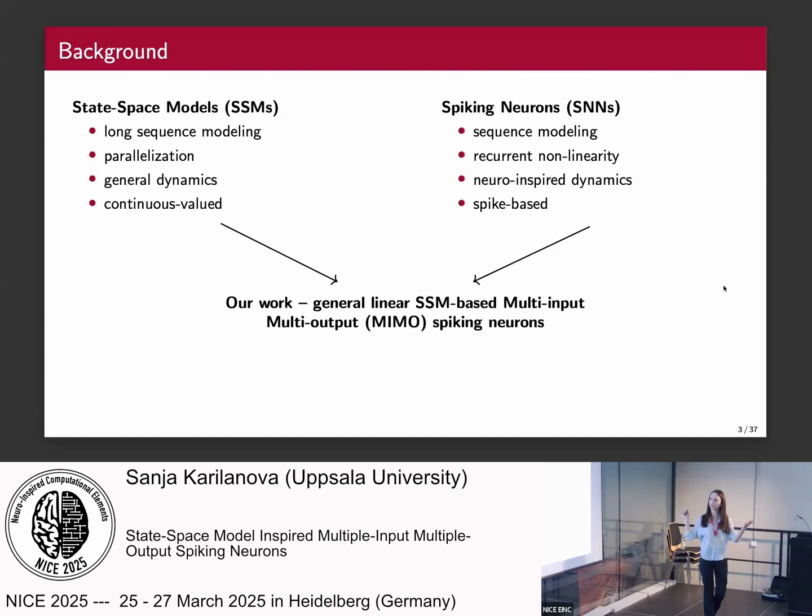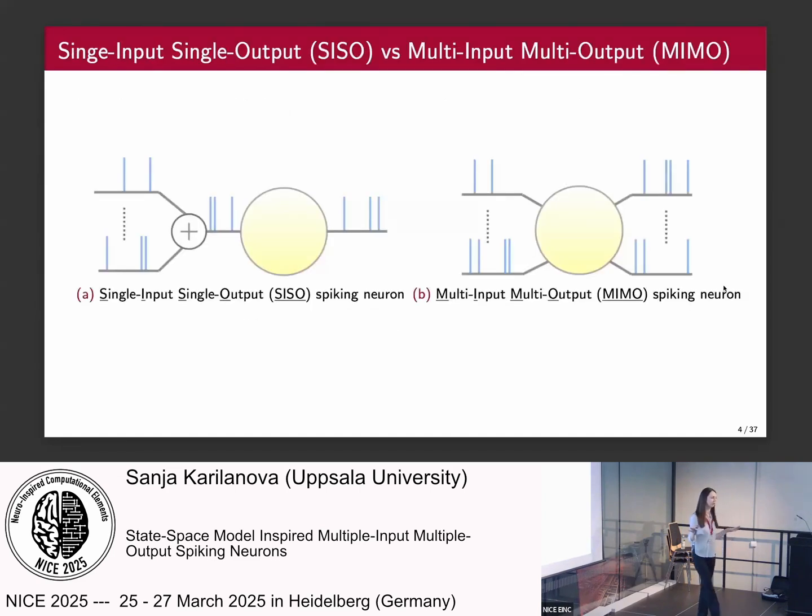Our work bridges the two, and we use inspiration from state-space models, and we propose general linear state-space models with multi-input and multi-output spiking neurons. Just to make sure we're all on the same page, on the left side, we have a typical spiking neural network, which takes a weighted average of the input sequences and accepts only one input sequence to its state and outputs one output sequence. On the right-hand side, we have multi-input, which accepts information directly to the state from multiple sequences and outputs, or projects, the information of its state into multiple outputs.